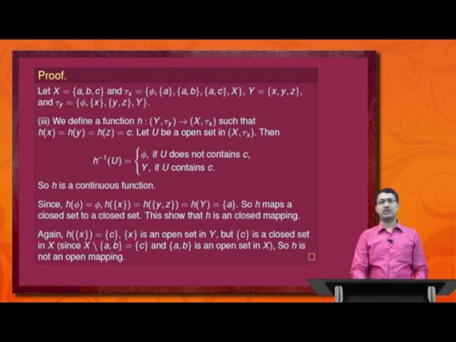So h maps a closed set into a closed set. This shows that h is a closed mapping. Again, h of {x} is equal to {c}, and {x} is an open set in Y, but {c} is not an open set in X, since X minus {a, b} is equal to {c}, and {a, b} is an open set in X, so h is not an open mapping. That means h is an example of a continuous function which is closed but not open.